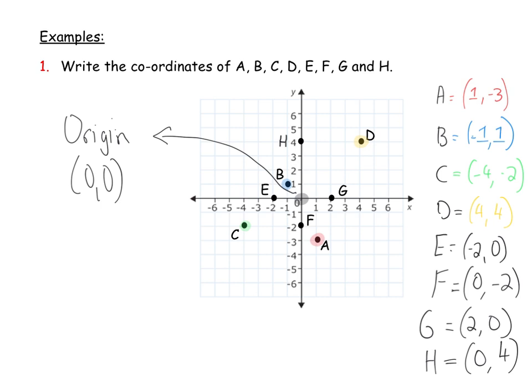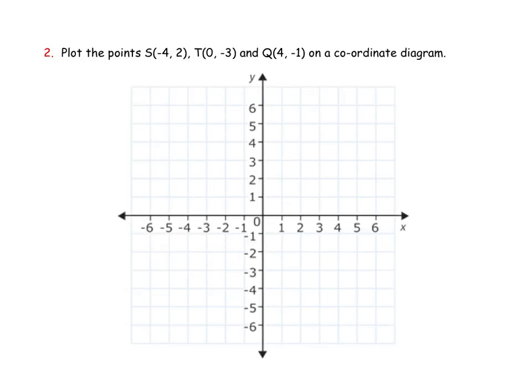We need to also be able to plot coordinates on a coordinate plane. So example 2 says, plot the points S (-4, 2), T (0, -3), and Q (4, -1) on the coordinate diagram. We can call it the coordinate diagram or the coordinate plane. All of those are perfectly fine. The first one we're going to start with is S, (-4, 2). Remember, we go along the road and then up or down the wall. So we're going along the road minus 4, which brings us to this point here, and then we're going up 2, which will bring us to the point here. So that is point S.